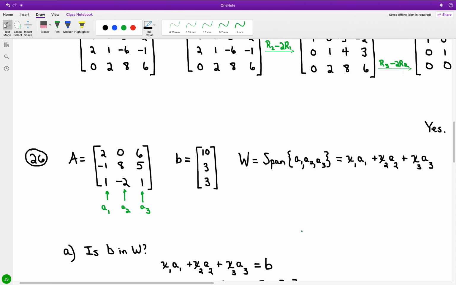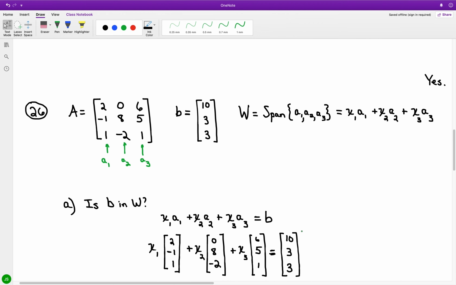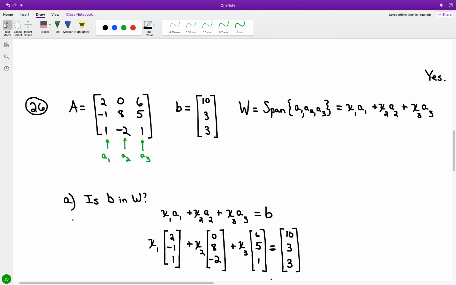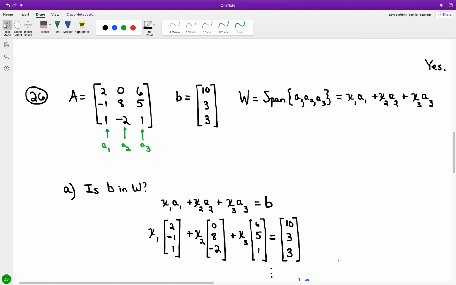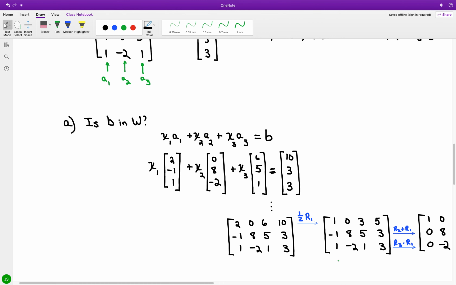And once we translate what we have into vector and matrix terms, we have x of 1 times A of 1, which is 2, negative 1, 1, and x of 2 times A of 2, x of 3 times A of 3, and again we have B, which is 10, 3, and 3. Now just writing what we have as a 3 by 4 matrix: 2, negative 1, 1, 0, 8, negative 2, 6, 5, 1, and 10, 3, 3. And again, just putting it in reduced echelon form.